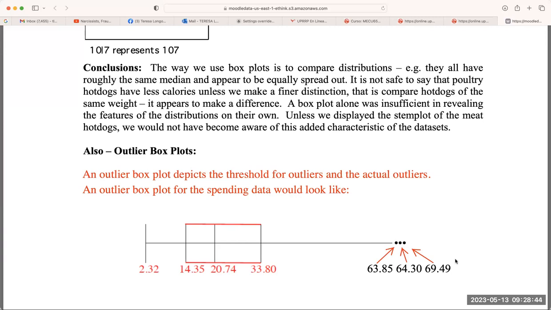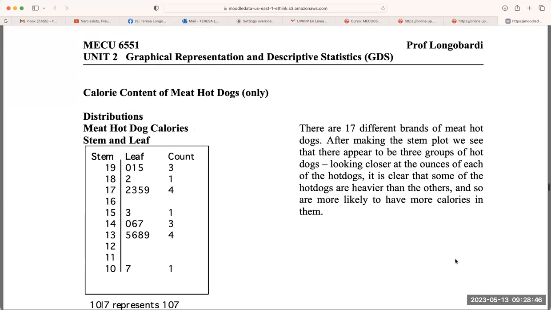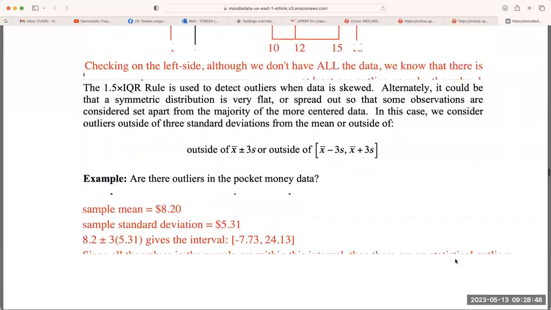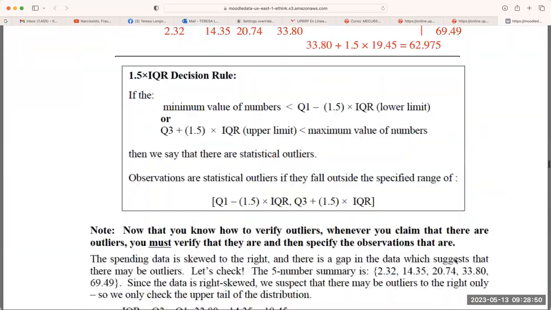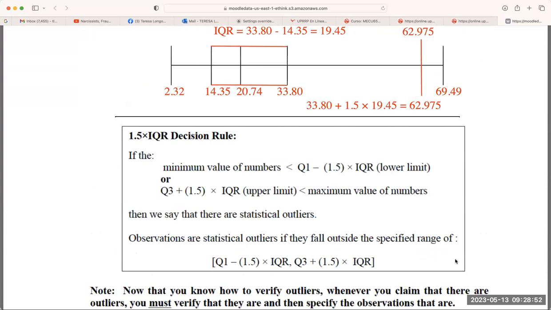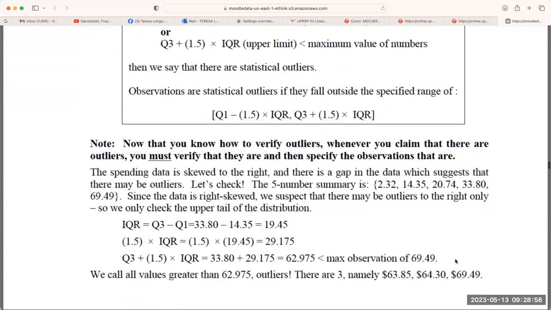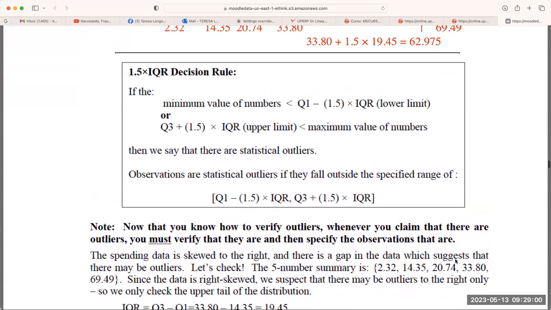Can you write the equation you just mentioned? Right on top of it. I am not going to write it again, but it's here. It's in this box. That's on page 16. So if it's on the right, you add 1.5 of the range of the center.